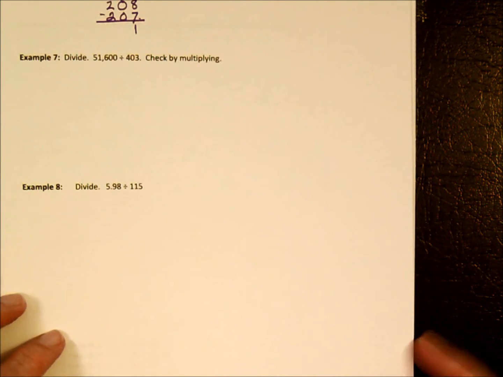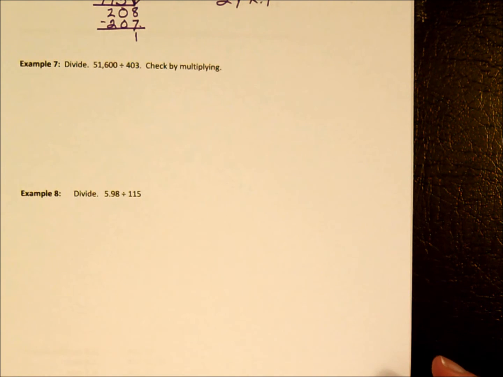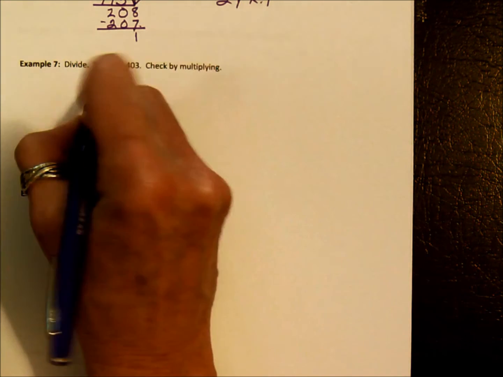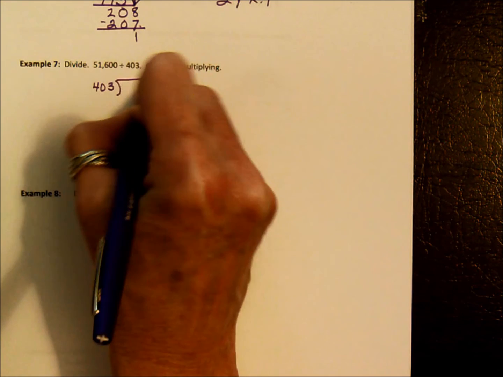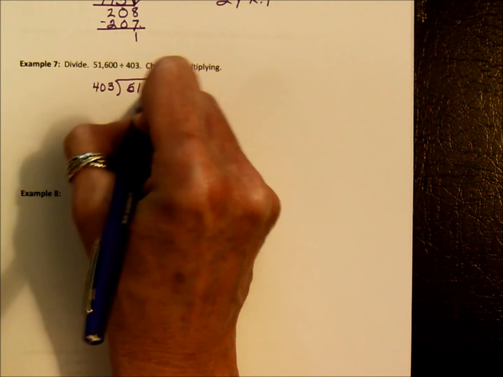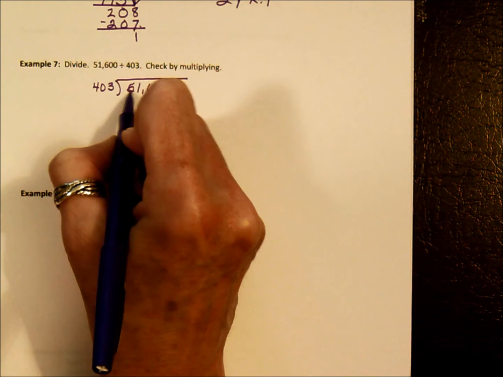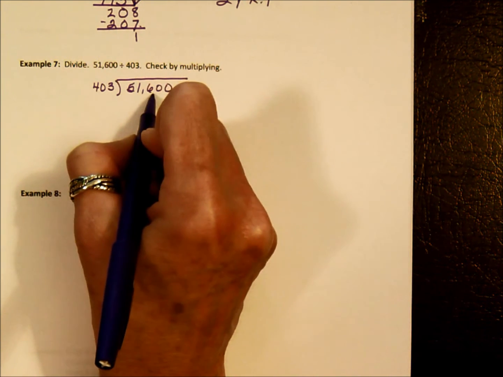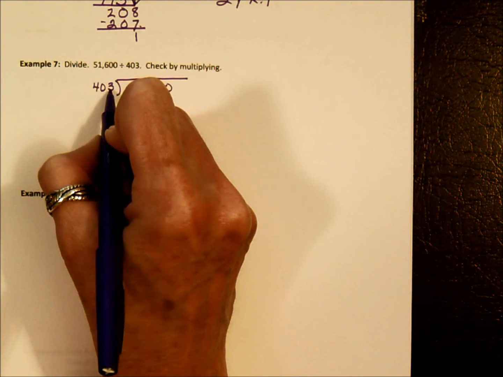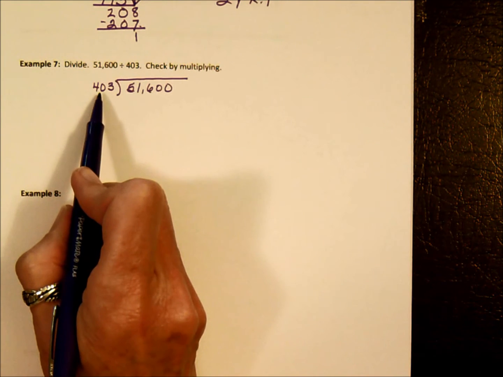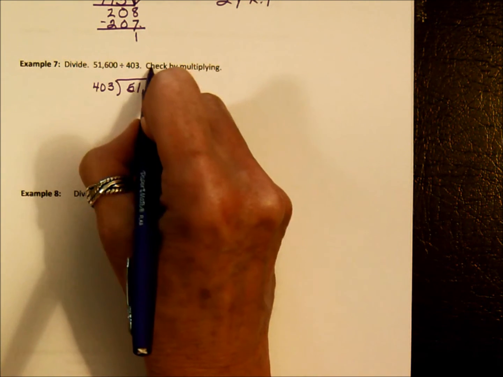All right, let's do a little bit harder one, because we are now going to divide by a 3-digit number. So I am dividing 403, which is close to 400, so that should be helpful, into 51,600. Well, it won't go into 5, it won't go into 51, but it will go into 516. And it's pretty easy to see that 403 is close to 400. So I think, how many times would 400 go into 500? 1 time. The 1 goes above the 6.